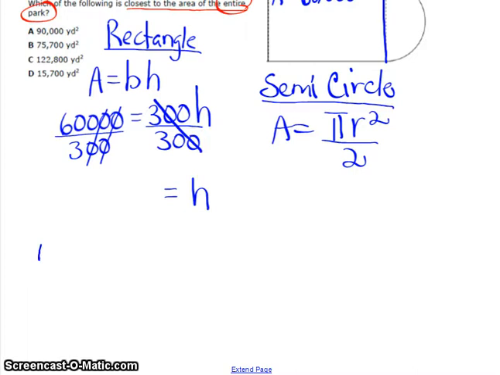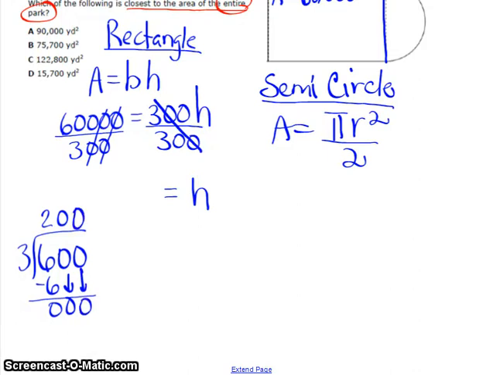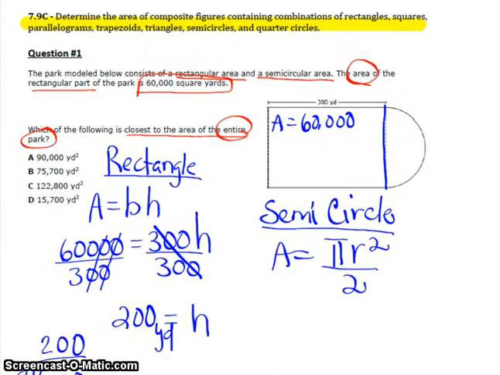When you go 600 divided by 3, 3 goes into 6 twice. When I multiply, I get 6. When I subtract, I get 0. So I'm going to put another 0, and then one more 0, for there are 2 remaining zeros in 600. So my h, my height, is 200 yards. There's my missing side, or my diameter. So my diameter is 200 yards.